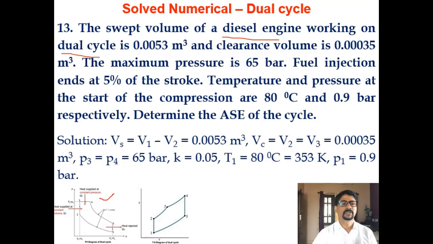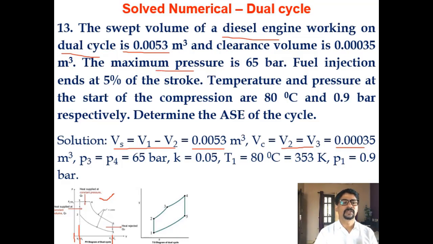Here, given is the stroke volume. Stroke volume is nothing but V1 minus V2, from here to here. This is V1, this is V2, so this gap is V1 minus V2, that is nothing but stroke volume. V1 minus V2 is equal to 0.0053 meter cube. Clearance volume is nothing but this gap, that is V2, equal to Vc, which is also equal to V3 in this case, as for dual cycle. So 0.00035 meter cube.